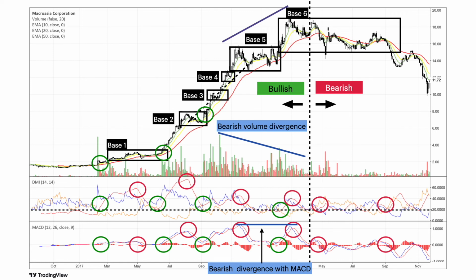Again, counting the bases within the trend will help you know whether the trend has already matured or whether it is only starting.